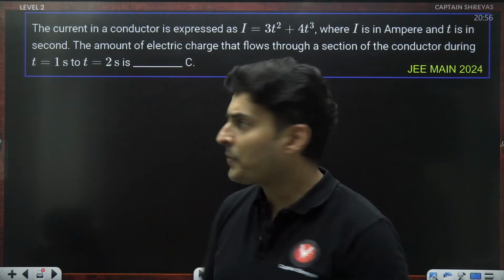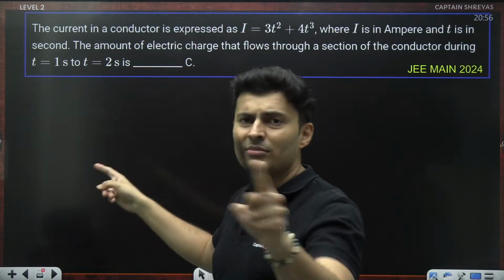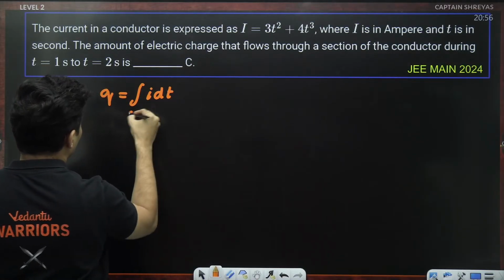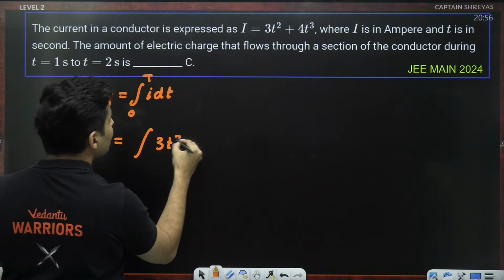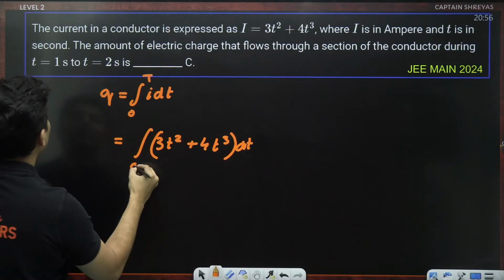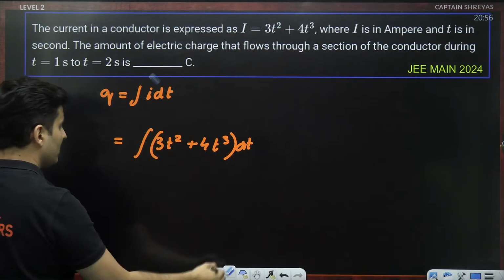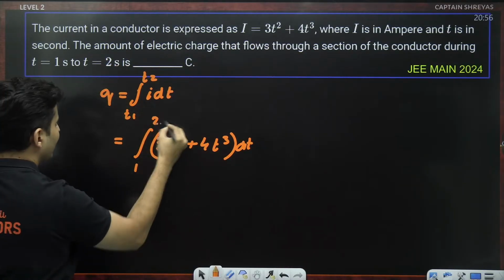All right. The current in a conductor is expressed as this. Current is in ampere, time is in second. Isn't this concept repeated again? Remember, Q is equal to the integral of I dt from the limit 0 to t. It's the same thing. So it's the integration of 3t square plus 4t cube dt. The catch over here is this is not from 0. This will be from t1 to t2 now. So this is 1 second and this is 2 seconds.